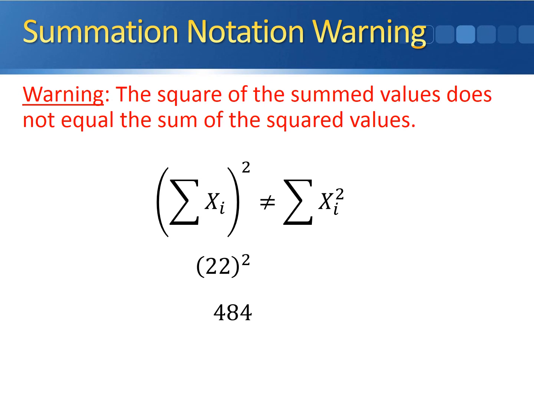The second thing that we did in this video was we added up the squared values. We squared each individual value and then added the squares together. This gave us 138. So notice that the square of the sum values, 484, does not equal the sum of the squared values, which was 138.